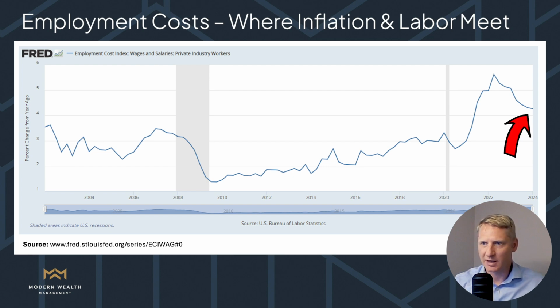As long as there's a 4% rate of wage inflation across the economy, it makes general inflation rates difficult to come down to the Fed's target 2%. So this is really what's working against the Fed's ability to cut rates at this time. But if we do see further weakness in the employment cost index, we do think that opens the door again for some Fed action.